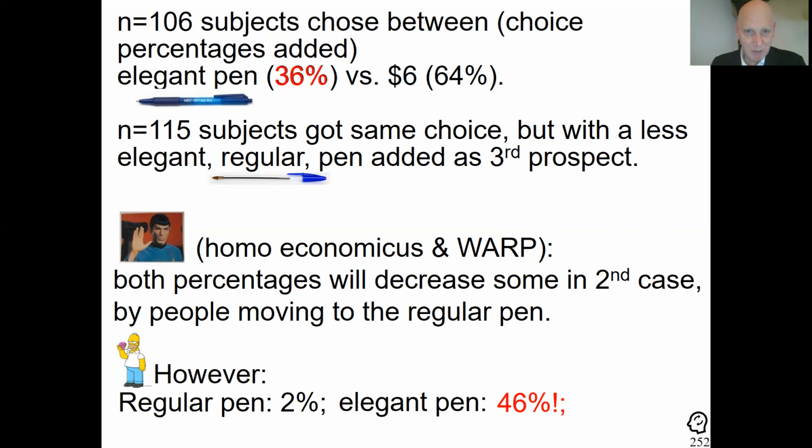Like, let me do red now. It used to be 36, and now it's 46%. And then, of course, the cash money quite decreased this percentage. But this is a weird thing. This is not really rational.